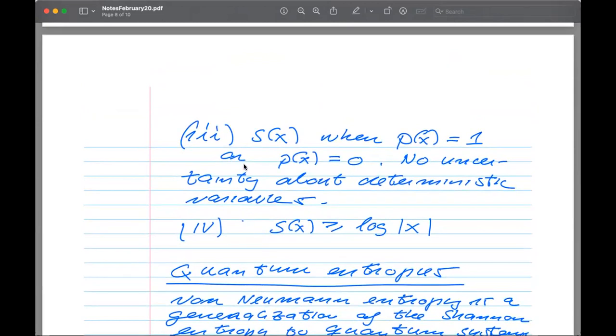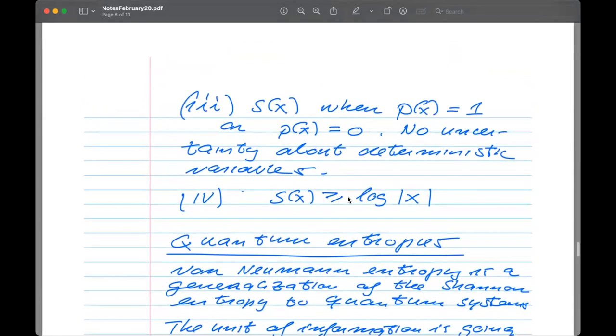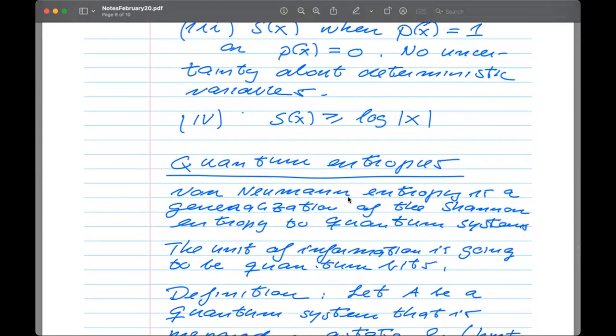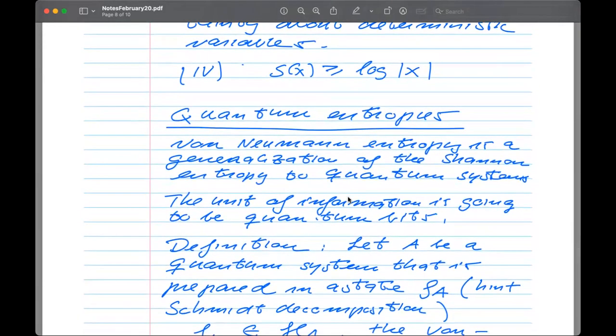So for this entropy, when P of x is equal to 1, or P of x equal to 0, then there's no uncertainty. And we normally say that this is a deterministic observation because we know exactly in which kind of state the system is in. The quantum entropy is the analog to the classical entropy. And this is where the density matrix comes in, as we discussed last week.